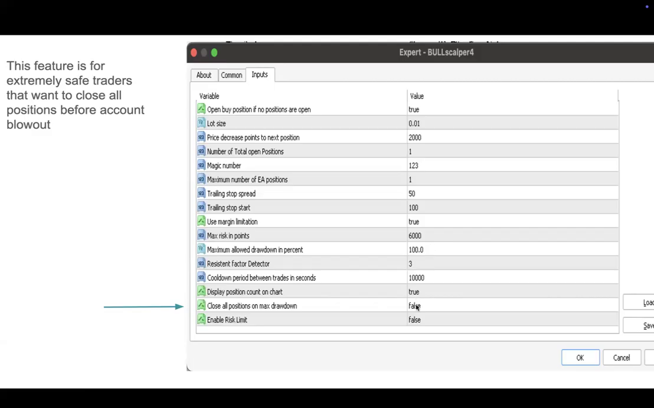This one will close all the positions if the drawdown reaches the set level. So it means if you put in here like 3%, then your maximum account drawdown is 5. You can set this and it will just close all positions if you want to be really safe. I don't use it. And of course, the on/off of the enable risk. So enable risk is the stop loss of positions. I don't use it also.